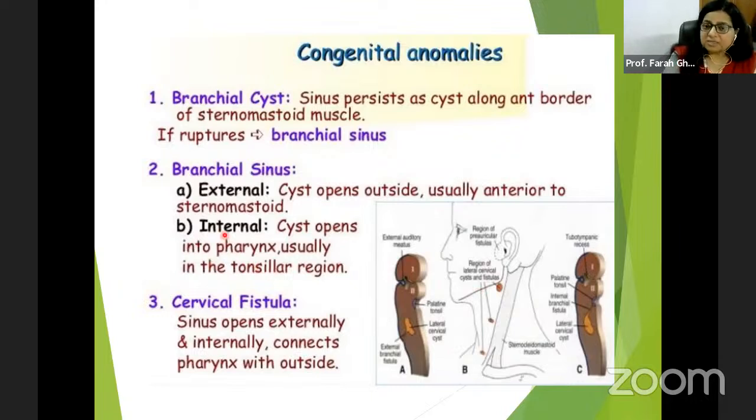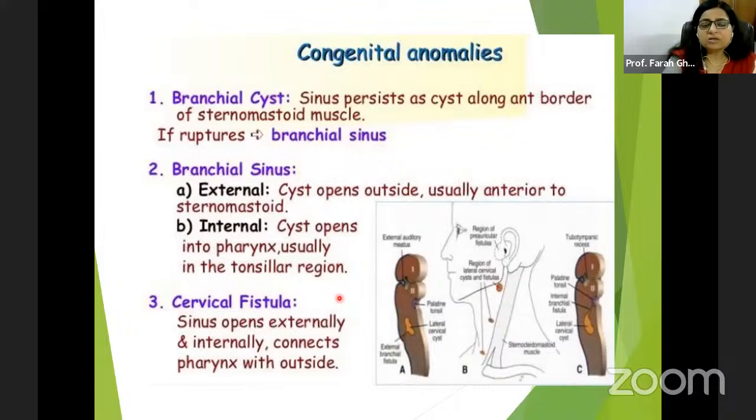इंटरनल ब्रैंकियल साइनस भी हो सकता है. It is in the region of the second pouch and second cleft, that is, in the region of the tonsil. वहां पर ही ओपन करता है, but it is a very rare condition. Normally branchial cysts appear as swellings on the anterior border of sternocleidomastoid, and they may have an opening in the form of a sinus.